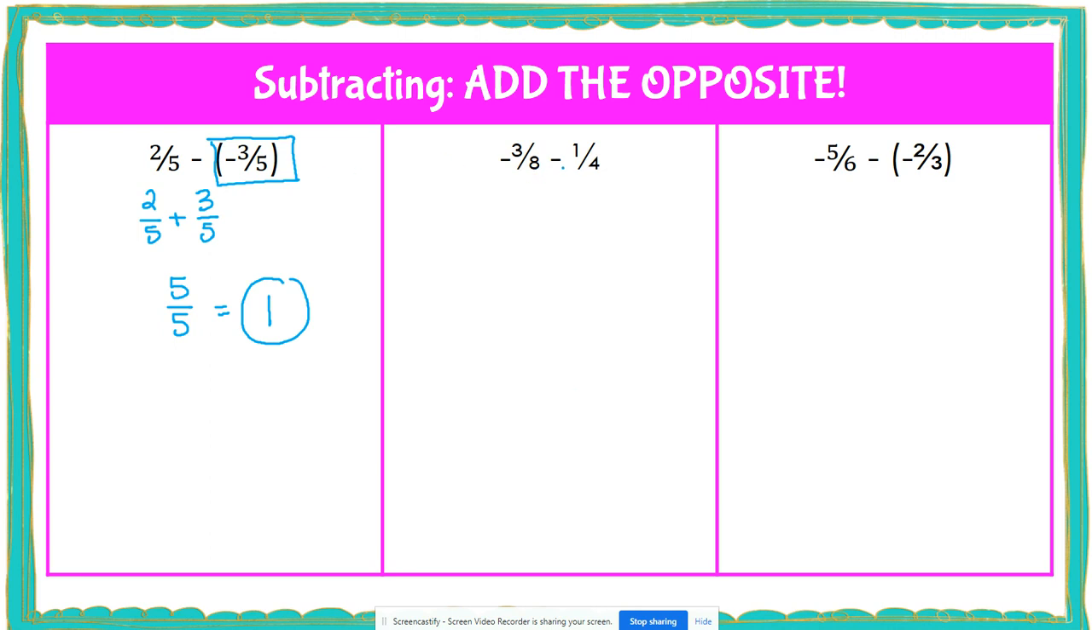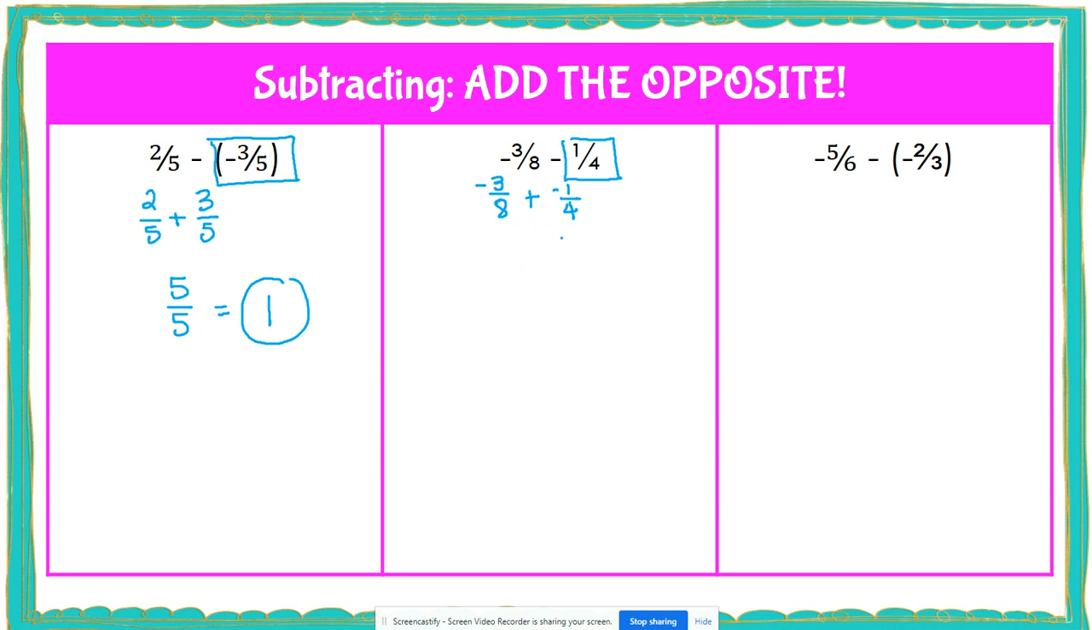Now let's look at negative 3/8 minus 1/4. To change it to an addition problem, I'm going to keep negative 3/8 the same. I'm going to change subtract to add, and then I'm going to look at 1/4 and find its opposite, which is negative 1/4.